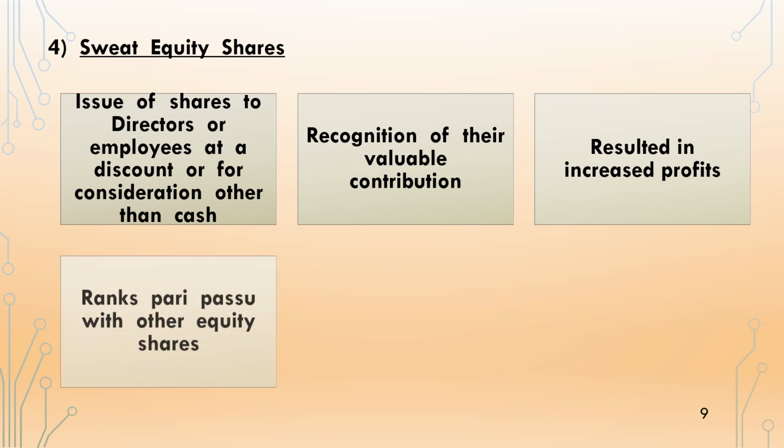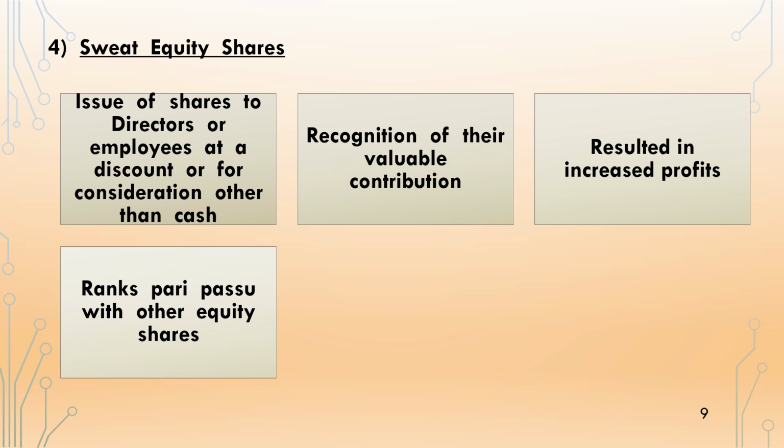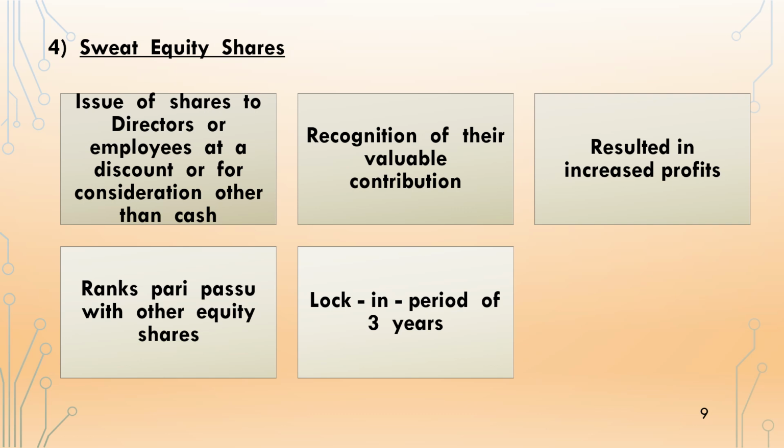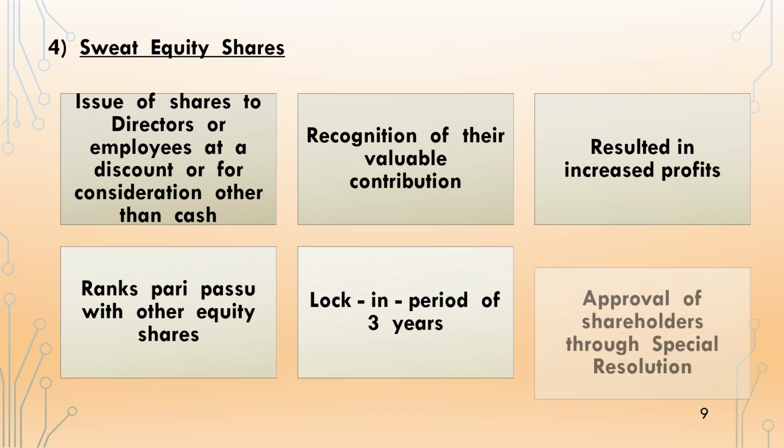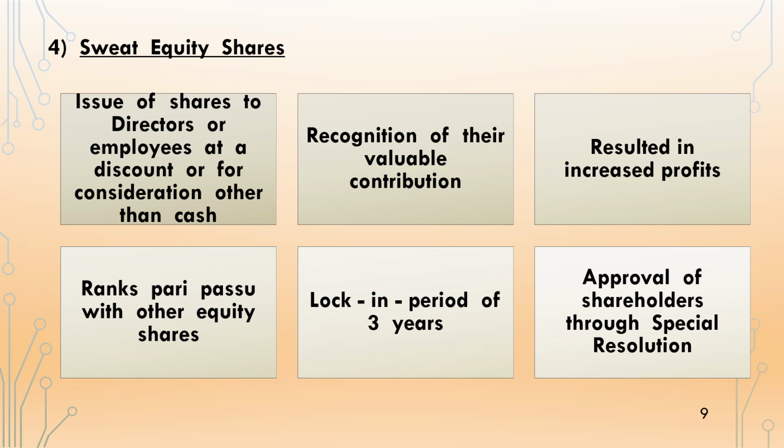These shares rank pari passu, that means they are treated at par with other equity shares. There is no difference made between the shares which are held by the employees and the actual equity shareholders of the company. Further, these shares have a lock-in period of 3 years. That is, during this period, the employees cannot sell their shares to outsiders. Lastly, even issue of sweat equity shares requires approval of shareholders by means of passing a special resolution at the general meeting. So with this, dear children, we have completed the C category, that is methods of issue of shares to the existing employees in the form of ESOS scheme, ESPS scheme, SARS and sweat equity shares.